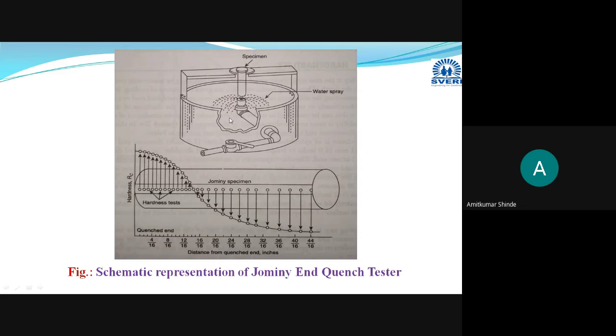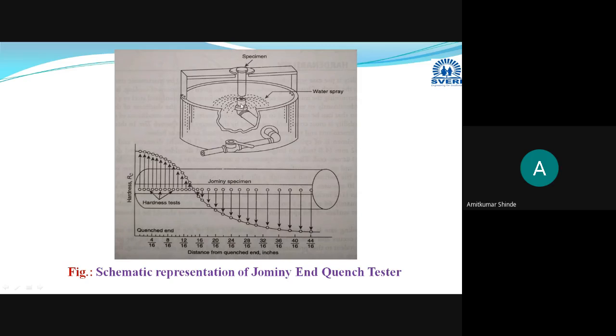Okay, this one end which is directly in contact with water is very similar to the hardening process, and the other end will be subjected to air cooling. Hence a process very similar to normalizing will occur.